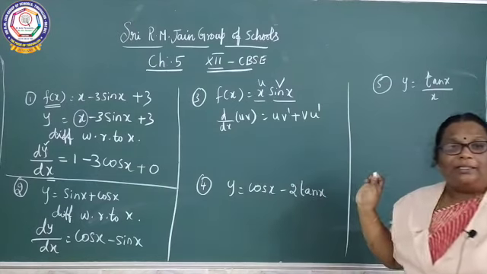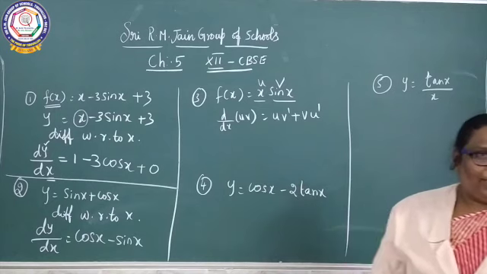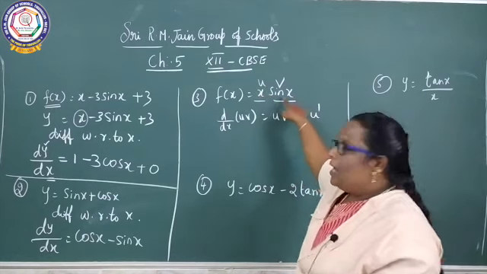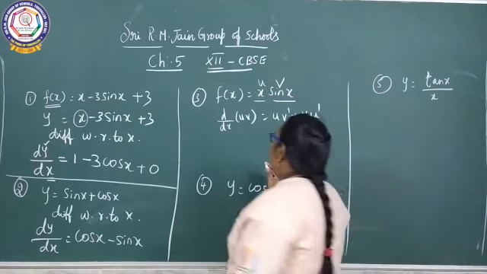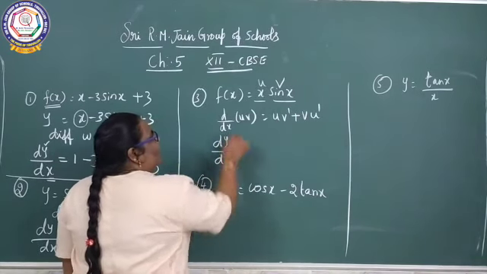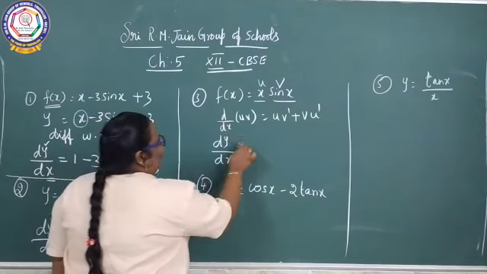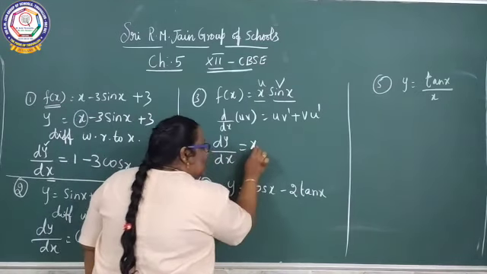uv' plus vu', where the dash means differentiation. This is u and this is v. See here, dy by dx. f of x is nothing but y, a function of x. I can keep u as it is, x.